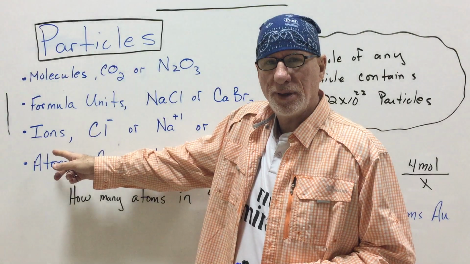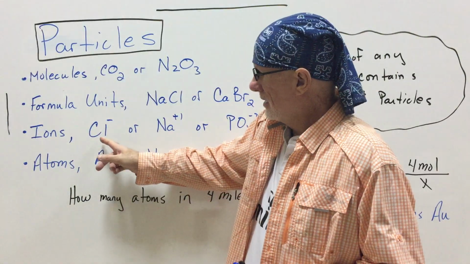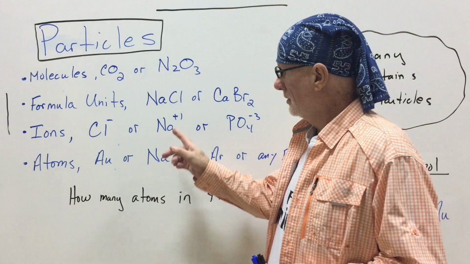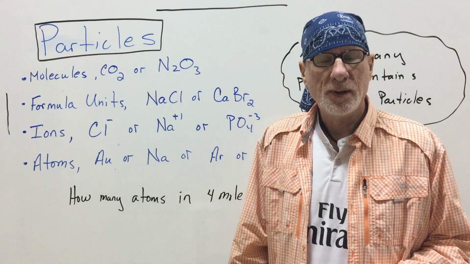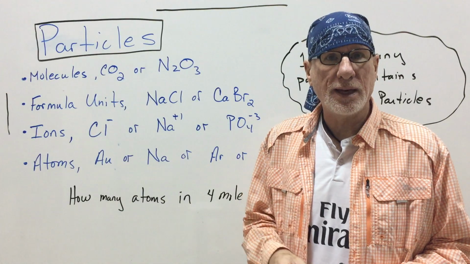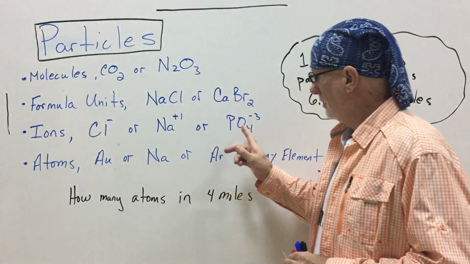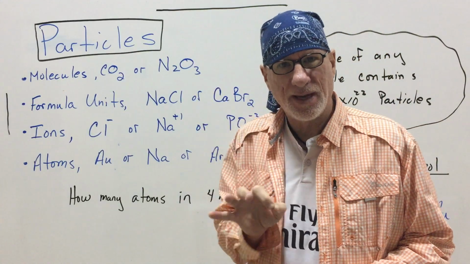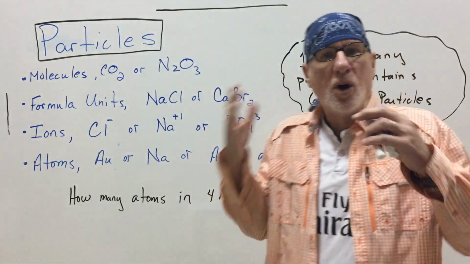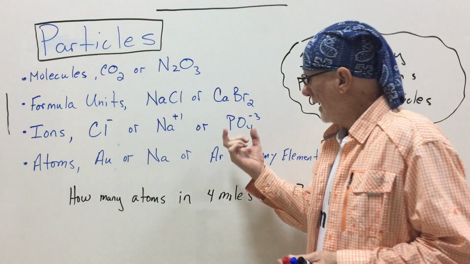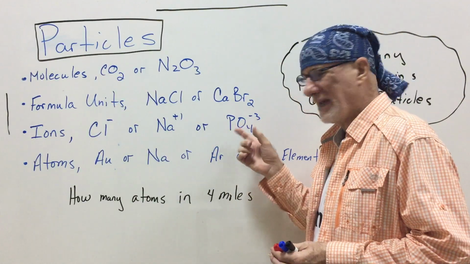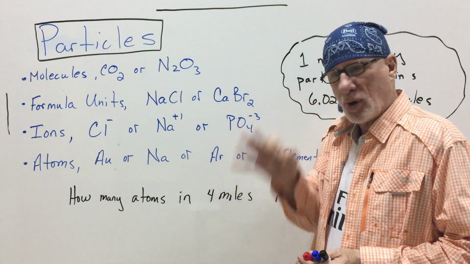Ions can be as simple as an anion, the chloride ion, or the sodium ion, or it can be a little bit more complicated, like the polyatomic ion phosphate. That is 1 particle, phosphate. If I have a whole mole of phosphate, I have 6.02 times 10 to the 23rd of that particle. You don't break it up. It's 1 particle.